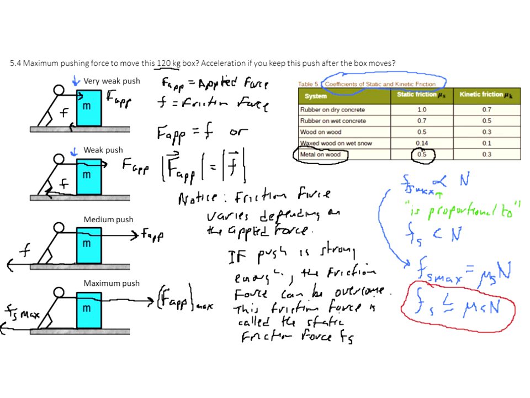So if we look back on the table, we see that the coefficients are different numbers. The coefficient of friction of metal on wood is 0.5 for static and 0.3 for kinetic. And notice there's a difference for all of these. So rubber on dry concrete, that would be like a tire on a road. Rubber on wet concrete.